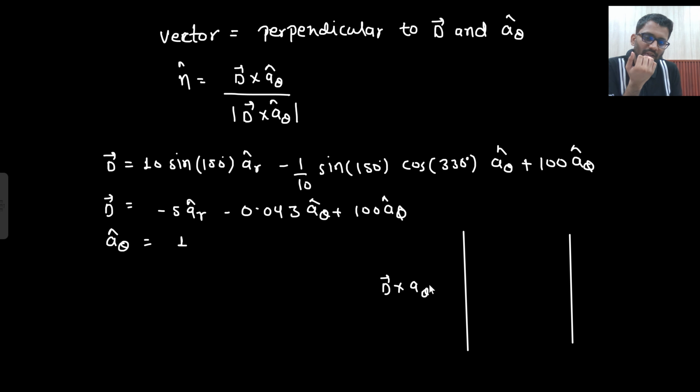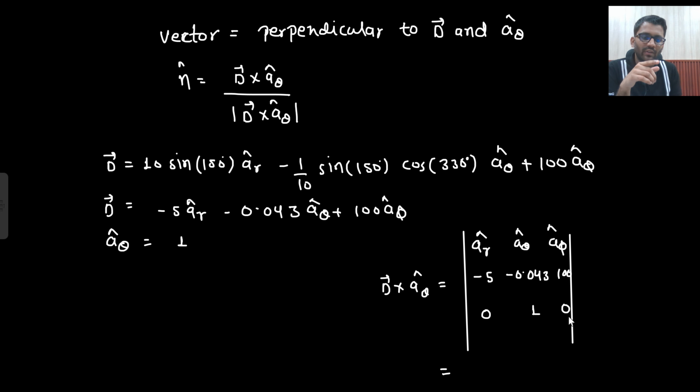D cross A theta. So what I'm going to write? R, theta and phi. What is the value of D? Here is the value: minus 5, minus 0.043 and then 100. And A theta is 0, 1 and 0. So the AR component will come 0. Sorry, the AR component will come minus 100 AR cap, plus the A theta cap component will come 0, and the A phi component will come minus 5.